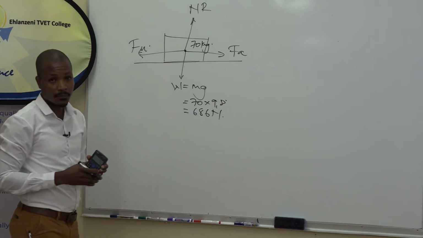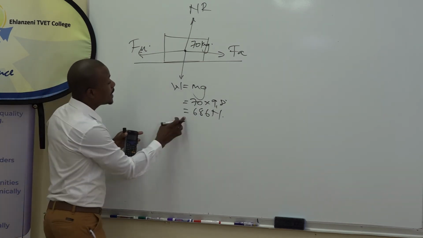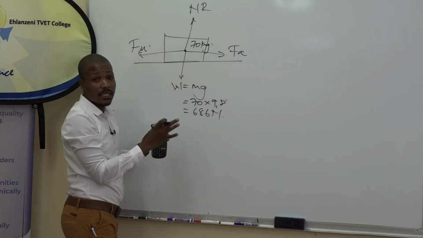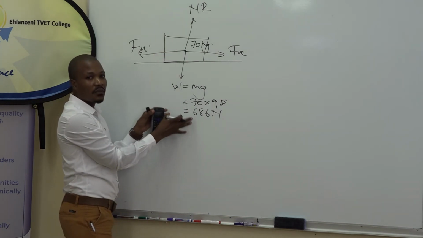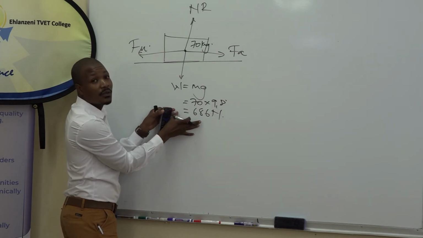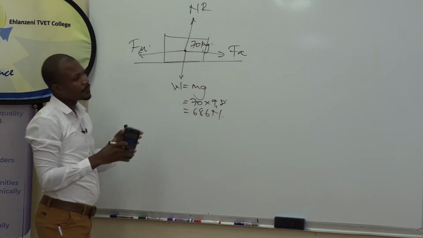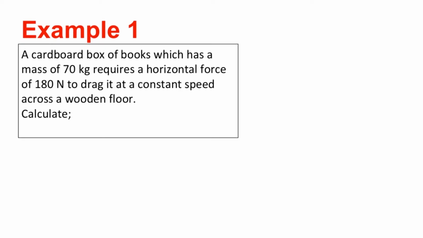686 Newton. Remember, this weight is equal to the normal reaction. This means that for every value that you find of this weight, it will be equal to the value of the normal reaction. Now they said again, this object requires a horizontal force of 180 Newton to drag it at a constant speed across a wooden floor.